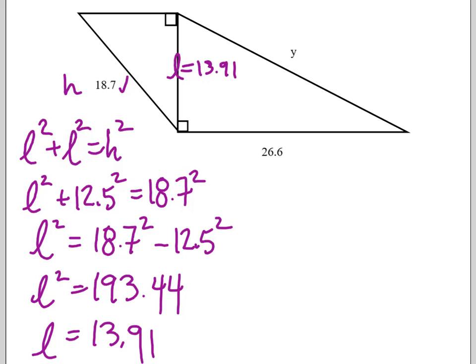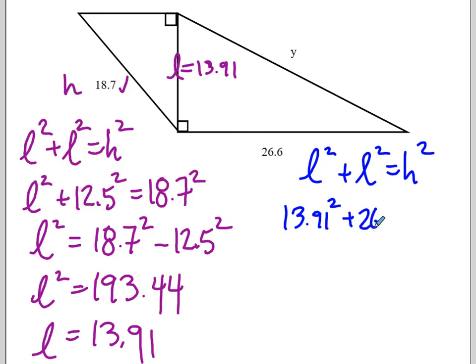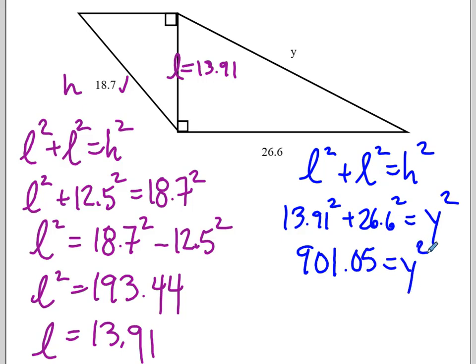We move to the big triangle now. L squared plus L squared equals H squared. So in this case, the hypotenuse is the unknown. So I'm going to put in my 13.91 squared plus 26.6 squared equals y squared. So now I've got everything on the left-hand side nice and nicely arranged, so I can just square 13.91 plus 26.6 squared, hit equals. So the entire left side is 901.05 equals y squared.